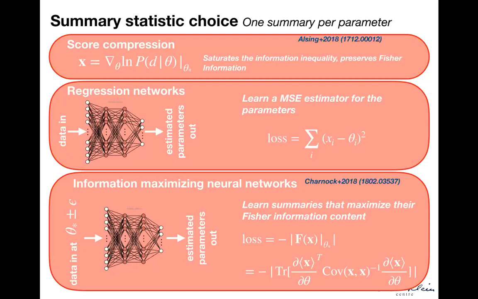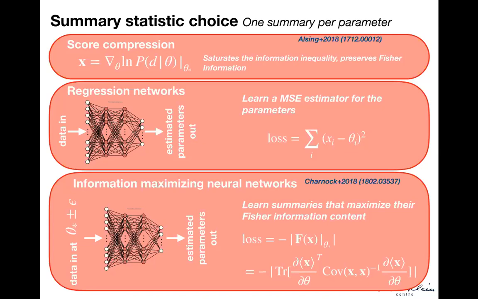Now, because we have simulations at the fiducial point and stepped forwards and backwards, that allows us to estimate the Fisher information content of the summaries that come out, under the assumption that they're Gaussian. The Fisher information is just the gradient of the mean of your data with respect to the parameters, hit with the inverse covariance times the gradient of the mean again, and take the trace.